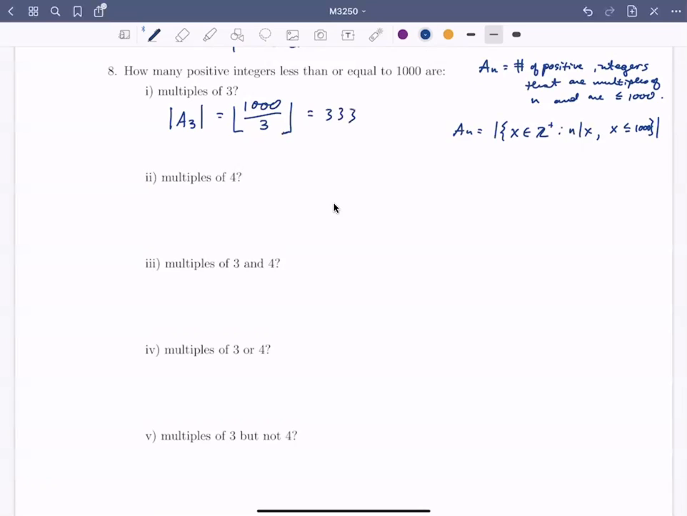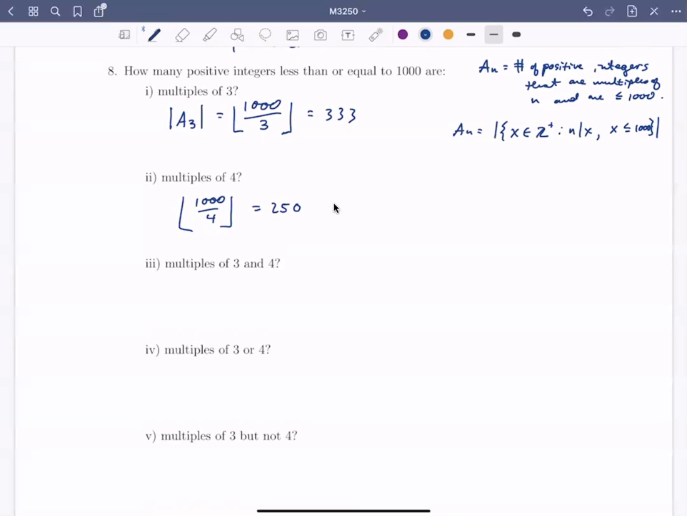How many multiples of 4? Well, it turns out there's going to be 1,000 over 4, which happens to be 250. And when you take the floor, you still get 250. How many multiples of 3 and 4? We need to think about this. To be a multiple of 3 and 4 means that you're a multiple of 12. The reason why it's 12 is that 12 is the least common multiple of 3 and 4. It is the product, but more to the point, it's the least common multiple of 3 and 4. The reason why the least common multiple of 3 and 4 is the product of 3 and 4 is because 3 and 4 are relatively prime.